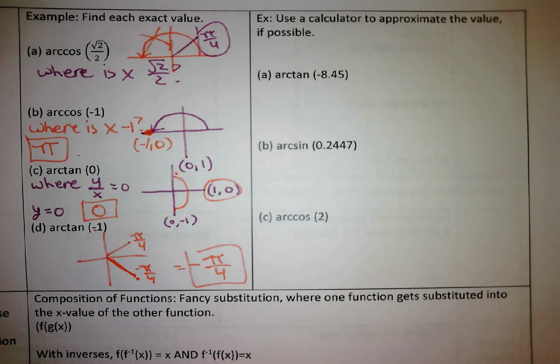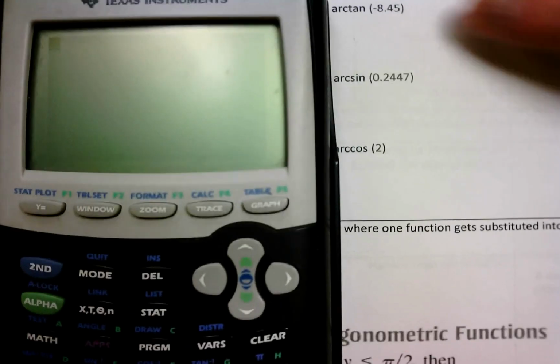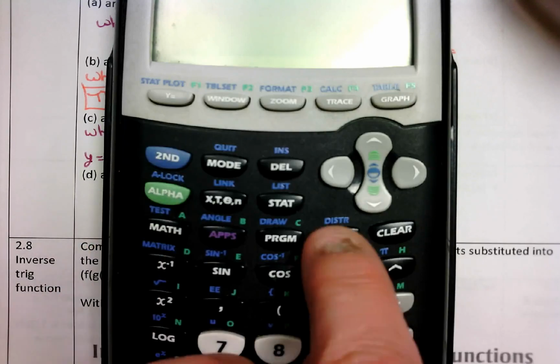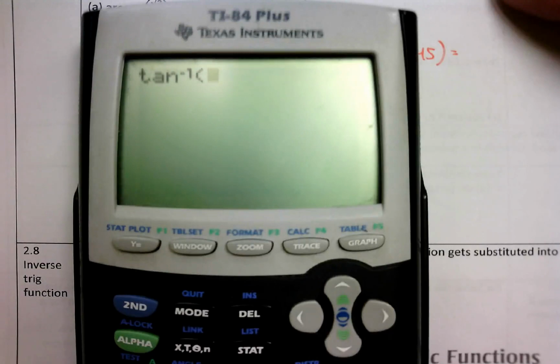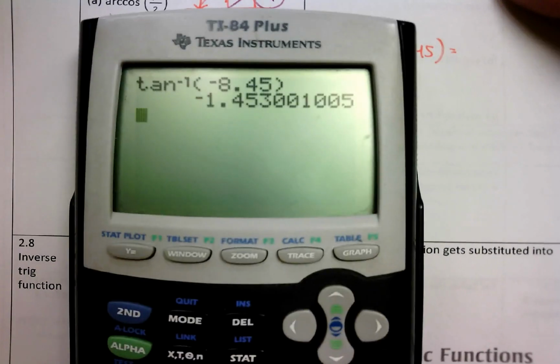The next one says use a calculator to approximate the value, if possible. So the very first thing is we need to make sure that our mode is in radians. These are not degrees. They don't have any degree symbols on them. And now we're just going to plug that in. So to do arctangent, remember that that is the same thing as tan inverse of negative 8.45. So now we're going to do second and tangent to get our inverse tangent. Then we're going to do negative 8.45. Make sure that you did the negative sign and not the minus sign. Hit enter and you get negative 1.453.